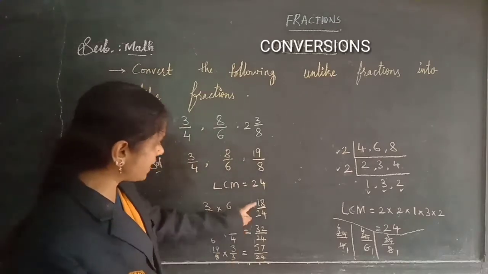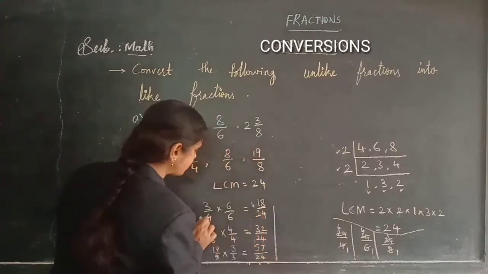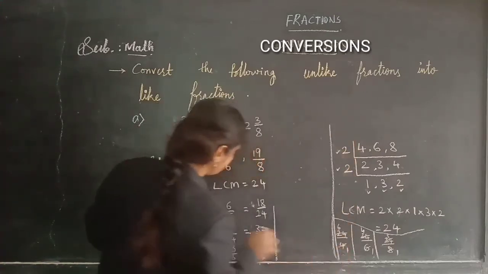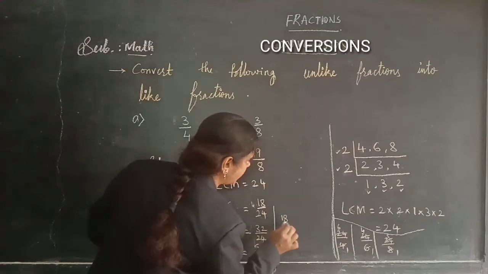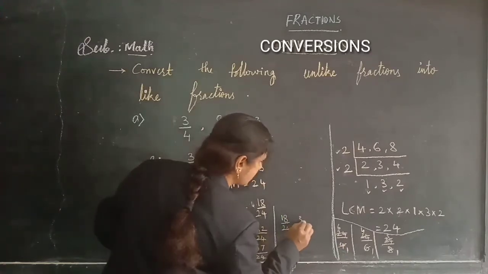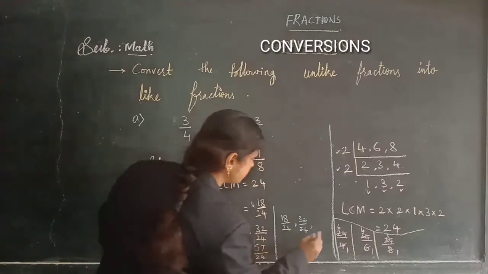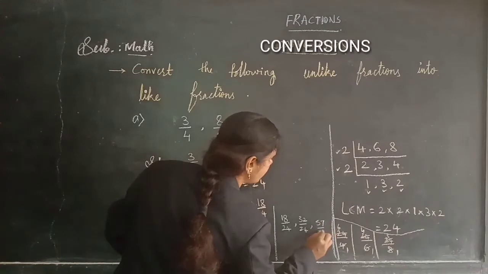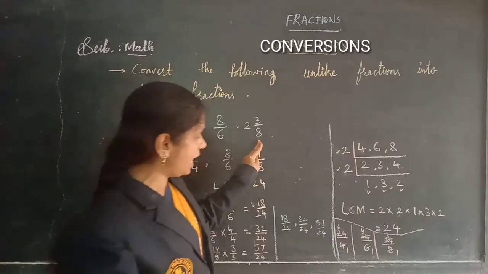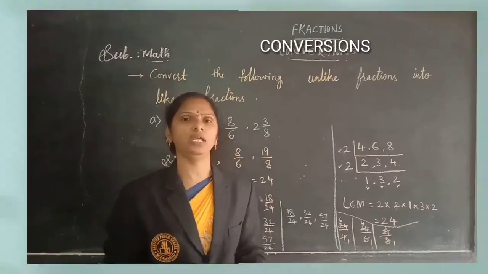Now you check these answers, children. I am writing here the first fraction answer that I got. This is rough column work. So the first fraction answer is 18 by 24. The second fraction answer is 32 by 24. And the third fraction answer is 57 by 24. So the given fractions are unlike fractions and I changed them into like fractions where we got the same denominator.